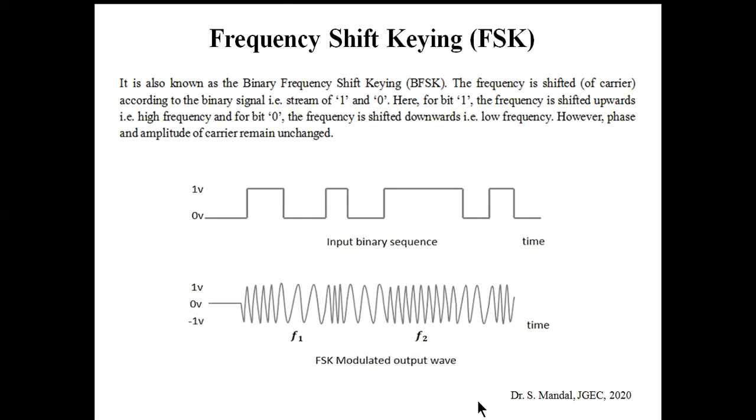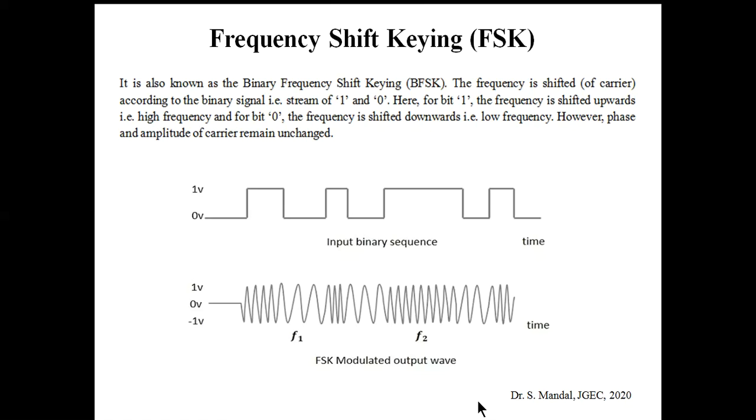Now, coming to the definition of FSK. As the name suggests, frequency shift. That means for this particular digital modulation technique, the frequency of the carrier is shifted or varied according to the binary signal, which is nothing but a stream of 1 and 0. So, in case of FSK, phase and amplitude of the carrier remain unchanged, but frequency varies depending on the binary signal.